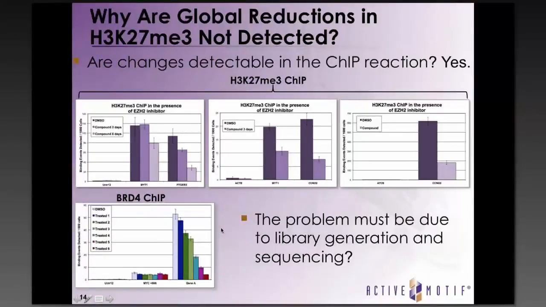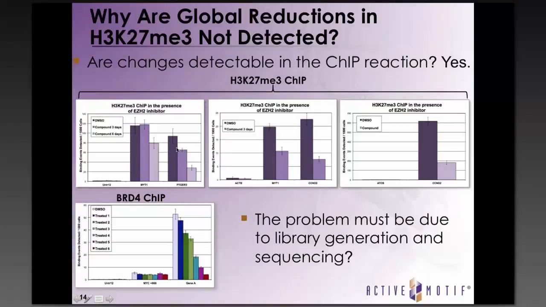Is it a function of the ChIP reaction? That is, are those differences present in the ChIP DNA? Or is it a function of the downstream processing and preparation for sequencing? So the answer to the first question is yes. We actually can detect those differences in the ChIP reaction.